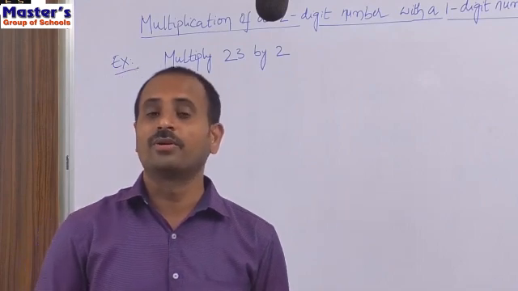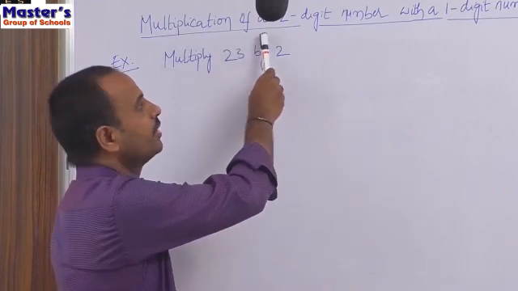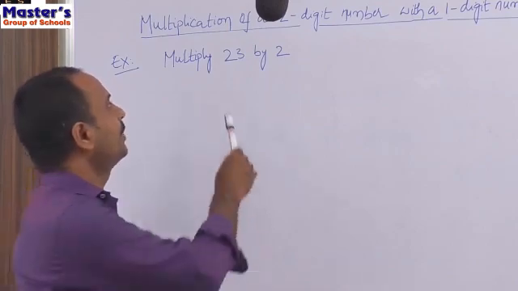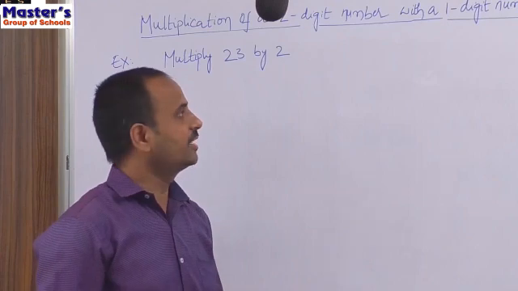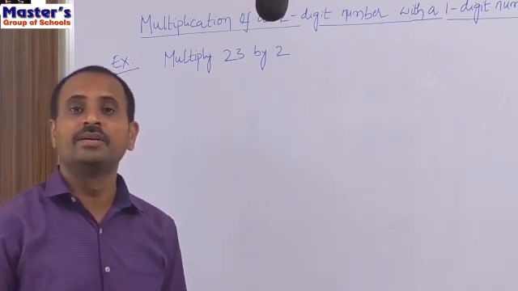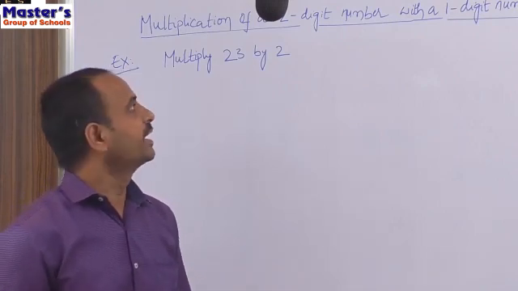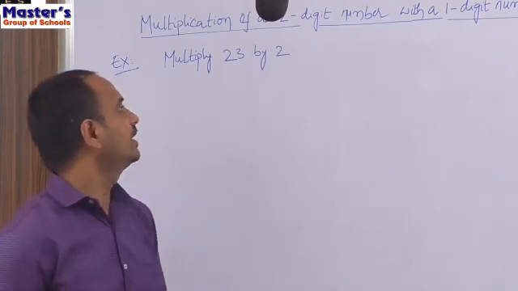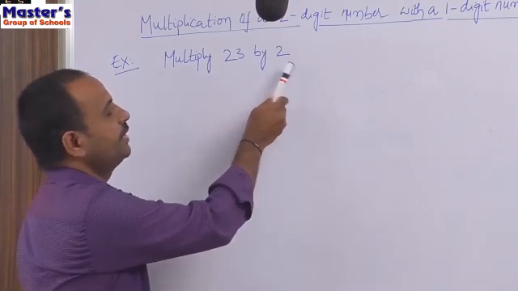So now we are going to learn about multiplication of a 2-digit number with a 1-digit number. Children, let us see an example. How to multiply a 2-digit number with a 1-digit number without carrying. Let us see an example, children. Multiply 23 by 2.